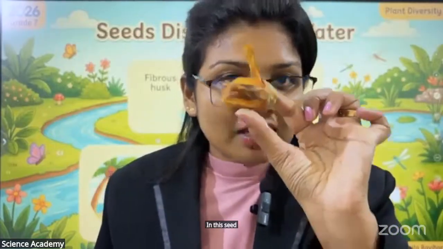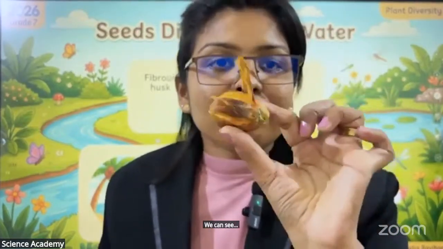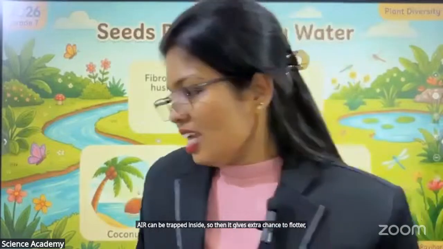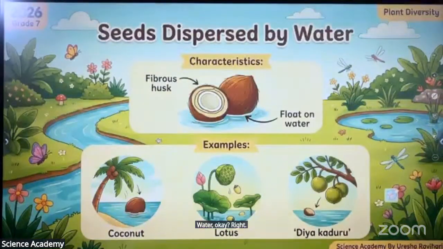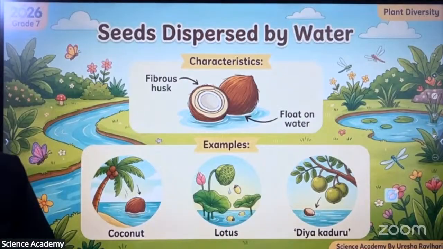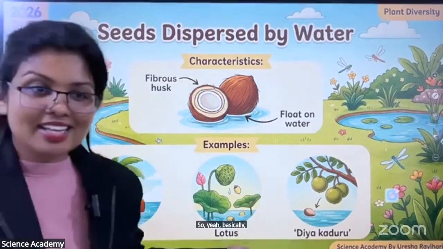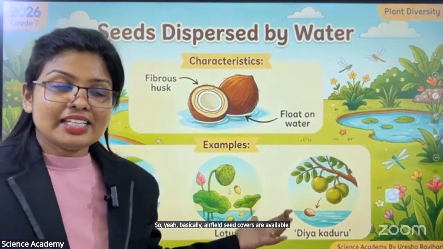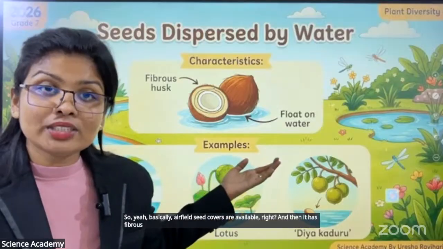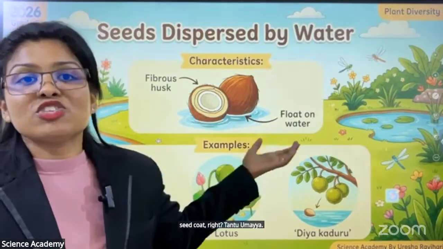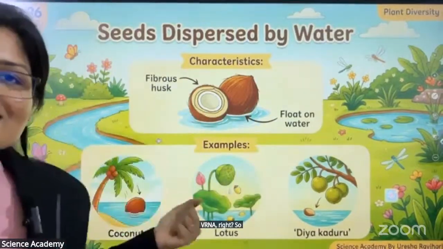Because of that, children, in the seed coat we can see air pores, air sacs. Air can be trapped inside, so it gives an extra chance to float on water. So children, what else? Basically, air-filled seed covers are available, and it has a fibrous seed coat. Children, these are the special features.